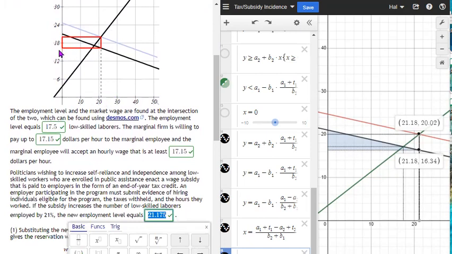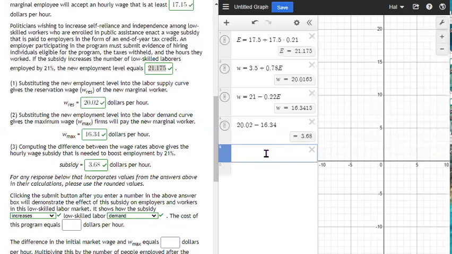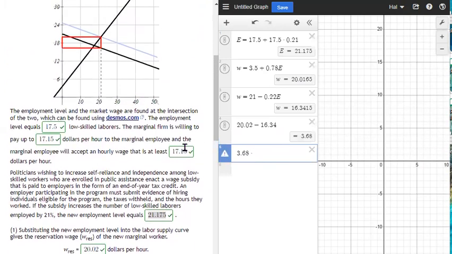So we have this new employment level, 21.175. This is 0. So the width of this box is 21.175 minus 0, right? So the length of this box is the 21.175, the number of employees that are in the labor market after the subsidy is put in place. And the height of this box is the amount of the subsidy, right? And the subsidy is 3.68. So what we have to do here is calculate the cost of the program. It's the $3.68 per hour subsidy times the new employment level, right? The new employment level is 21.175. So per hour, the cost of this program is $77.92.